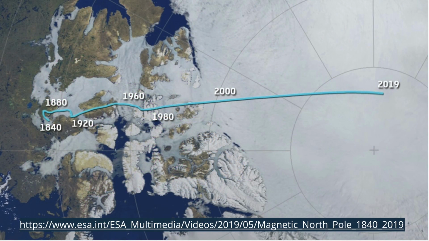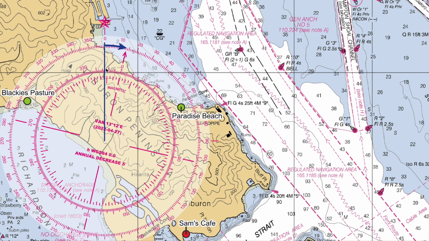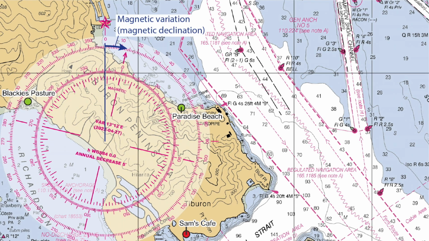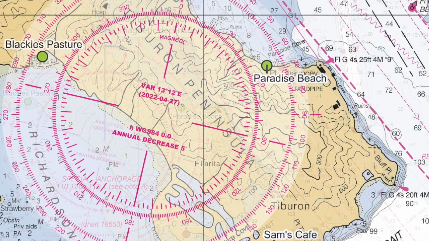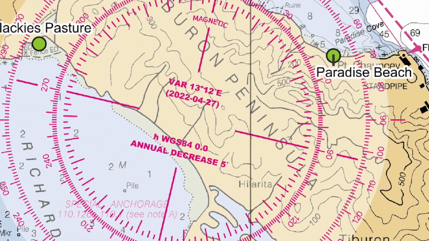You probably know that the Earth's magnetic poles wander around. This image from the ESA shows how the North Magnetic Pole has moved since 1840. Currently, it's out in the middle of the Arctic Ocean, trekking toward Russia at about 50 kilometers per year. The result for us is that right now in the Bay Area, magnetic north points about 13 degrees east of true north. The difference between true and magnetic north at a particular location is called the magnetic variation or magnetic declination. And I'll leave it to the homework to explain the information in the middle of the compass rose.